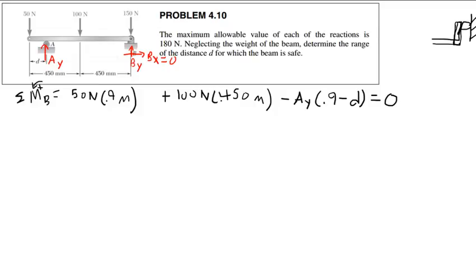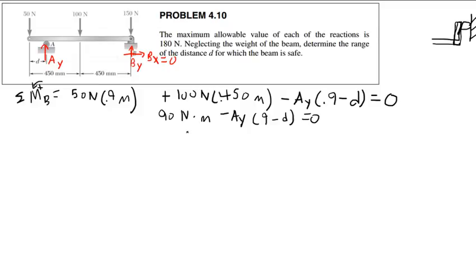50 times 0.9. Okay, that's just going to be 45. This is 45. This is 45. So this is going to be a total of 90 Newton meters minus AY times 9 minus D is equal to 0. And I'm going to try to solve this for AY so I can set up a little inequality.